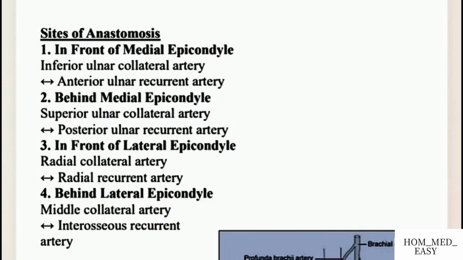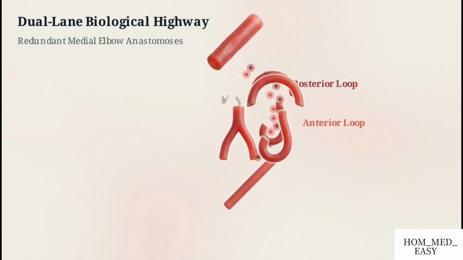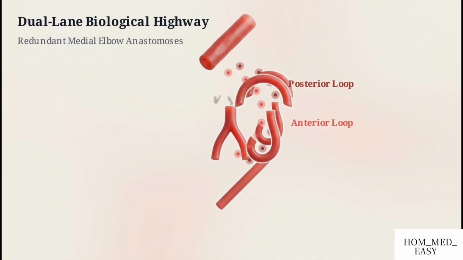Again, the source documentation validates this structural pairing, listing these two exact vessels under the heading for the space behind the medial epicondyle. The medial epicondyle is now completely bypassed. A dual-lane biological highway protects the ulnar blood supply, regardless of how the joint is positioned.